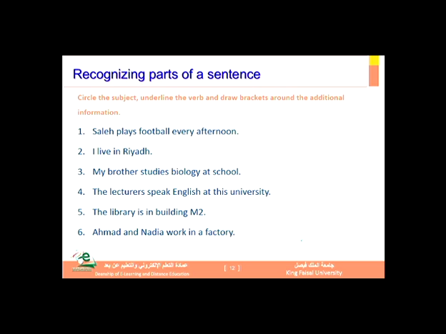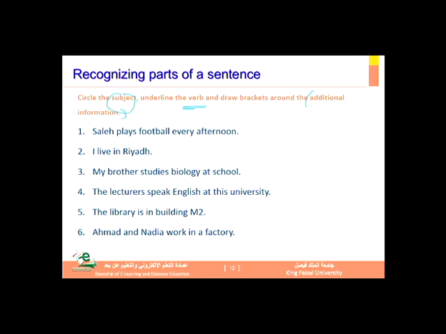Now here we have an exercise asking us to draw a circle on the subject. So when you see the subject, put a circle around it and underline the verb. When you see the verb, underline it and draw brackets around the additional information. And if you have additional information, put it between 2 brackets. Let us start with the first example.